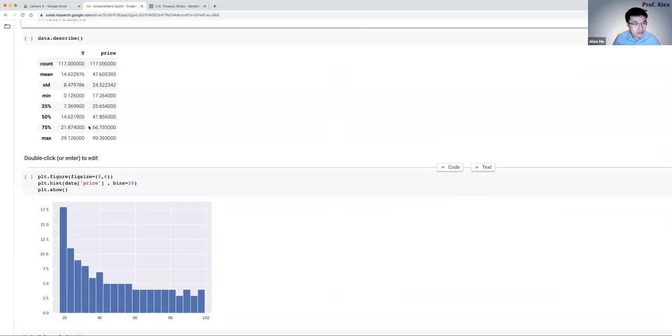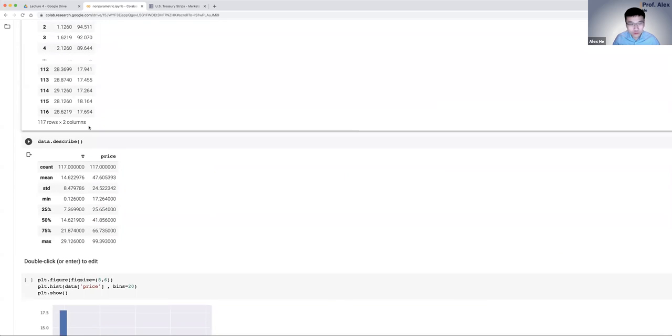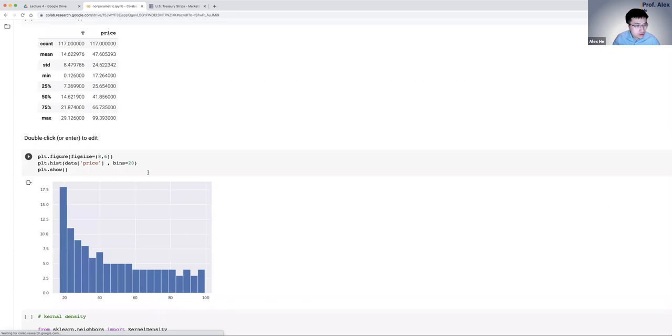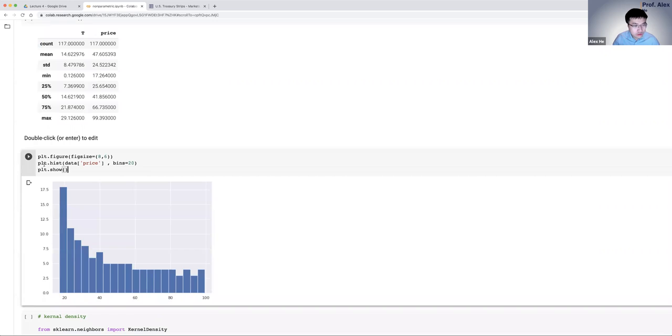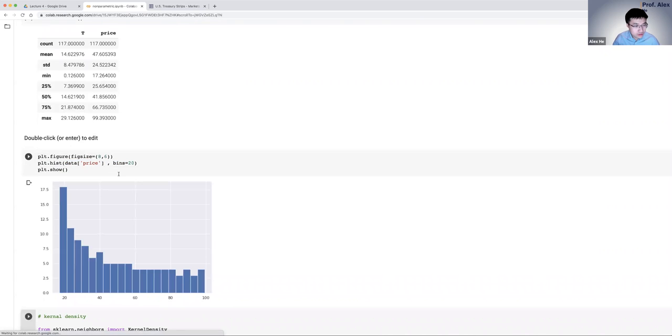So before we estimate that yield curve, which is how the interest rates change over time, I want to first quickly show you how the kernel density works, okay? That will give you something very similar to the histogram. You've all seen the histogram, you just use the matplotlib hist and specify the variable you want to see the distribution of and the number of bins, okay? And that will give you a histogram like this.